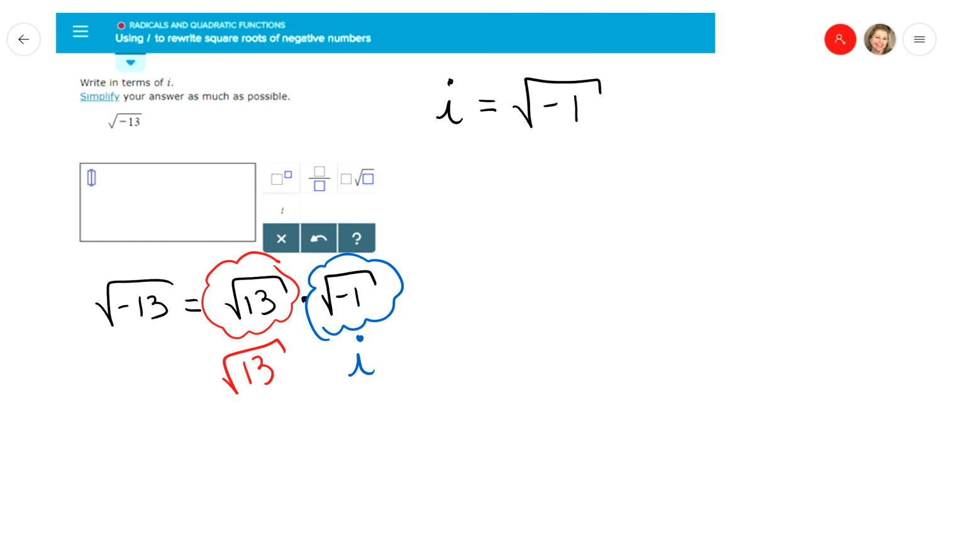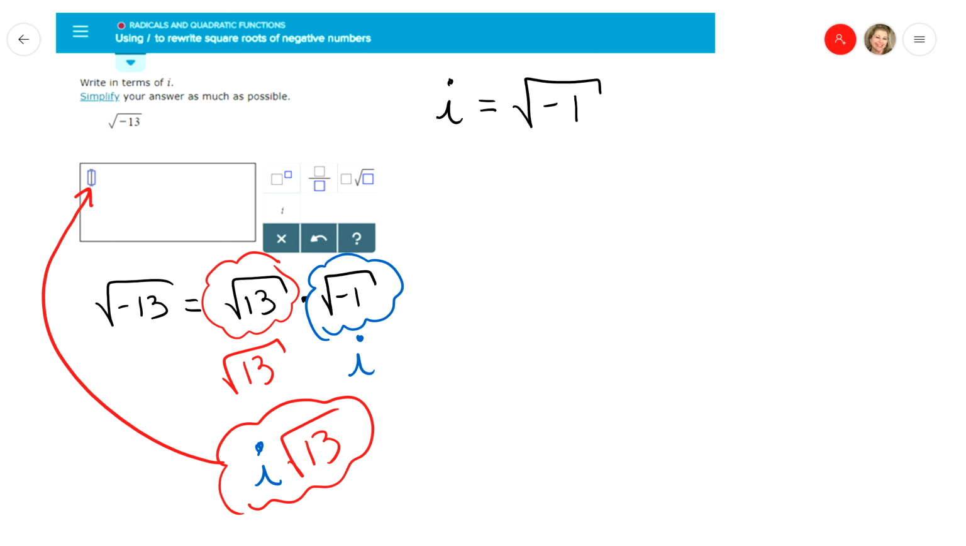Now, since this answer is part real and part imaginary, normally the real part goes in front of the imaginary part, but because it's trapped under a radical, you actually have to put the i first and then the square root of 13 second. I have no idea why I'm writing on an angle. Sorry about that. Just tilt your head. It'll be okay. So my answer that I'm going to put in this box up here is i square root of 13.